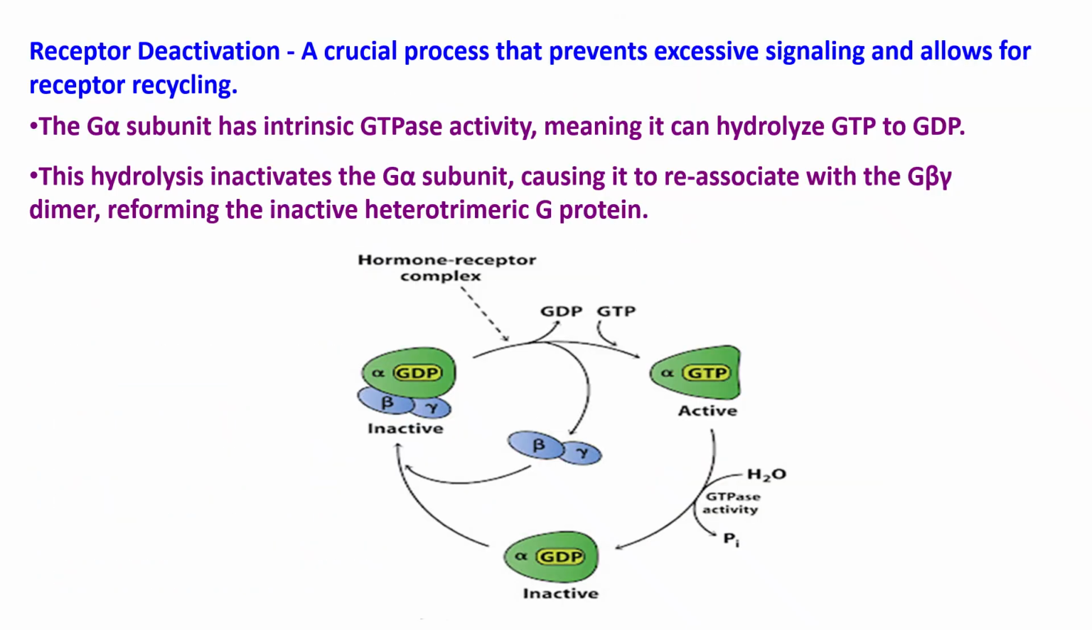Receptor deactivation. After enough cellular effect, the receptor has to be deactivated in order to maintain homeostasis. Receptor deactivation is a crucial process that prevents excessive signaling and allows for receptor recycling. The G-alpha subunit has intrinsic GTPase activity, which means it can hydrolyze GTP to GDP. This hydrolysis inactivates the G-alpha subunit, causing it to reassociate with the beta-gamma subunit dimer, reforming the inactive heterotrimeric G protein.